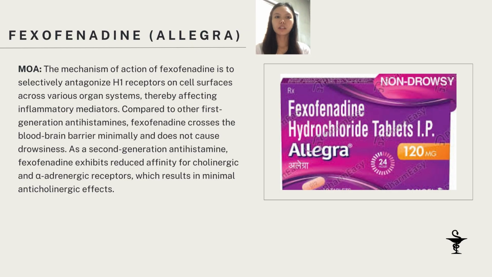So the mechanism of action of fexofenadine is to selectively antagonize H1 receptors on cell surfaces across various organ systems, thereby affecting inflammatory mediators. Compared to first-generation antihistamines, fexofenadine crosses the blood-brain barrier minimally and does not cause drowsiness. As a second-generation antihistamine, fexofenadine exhibits reduced affinity for cholinergic and alpha-adrenergic receptors, which results in minimal anticholinergic effects.